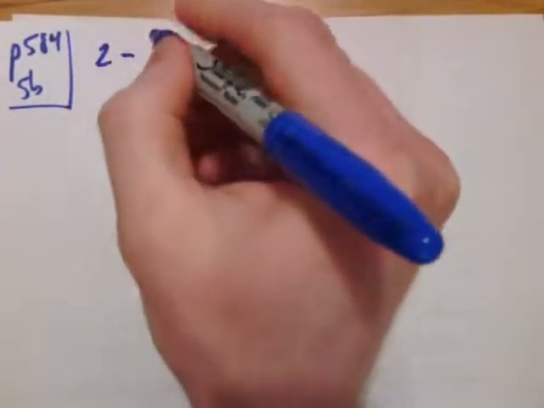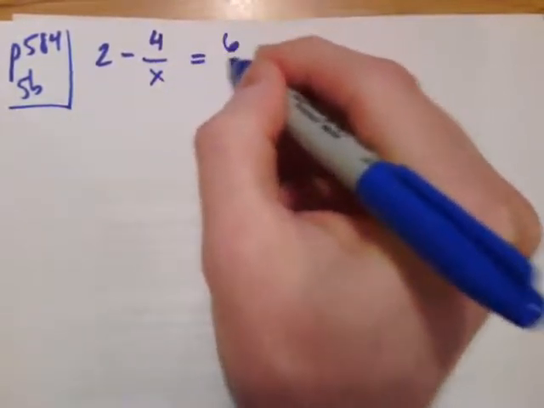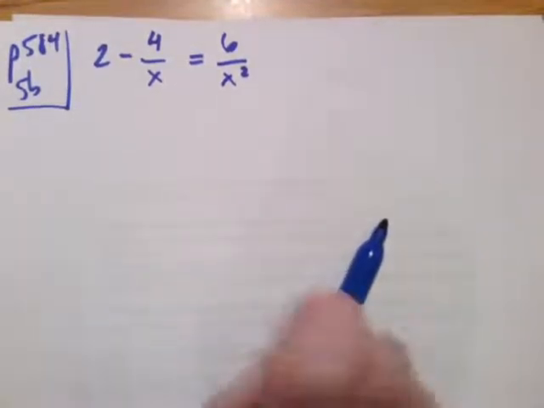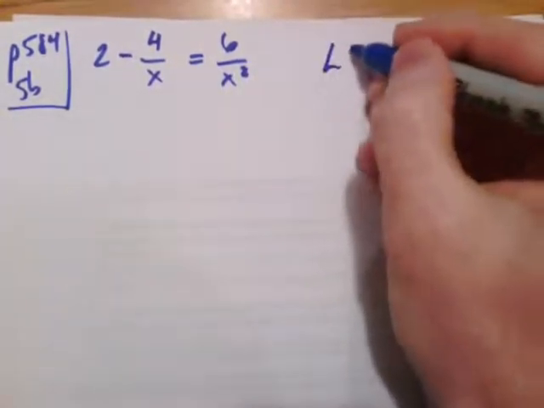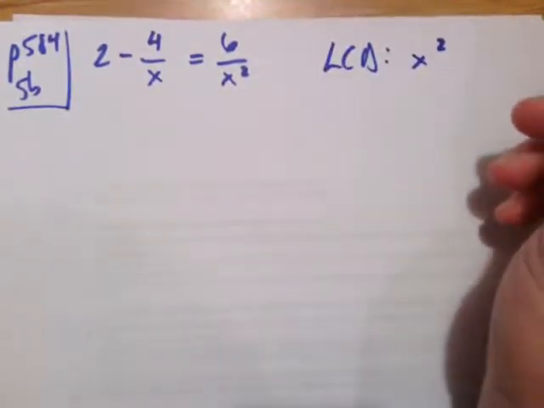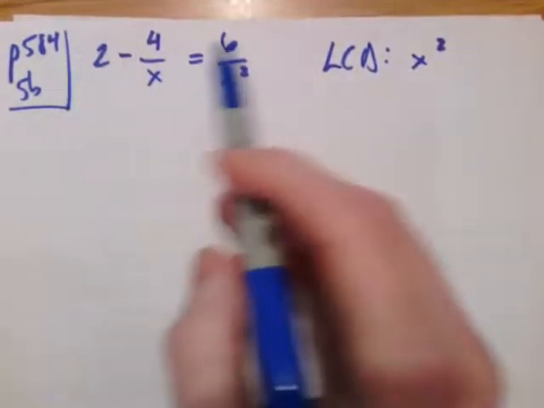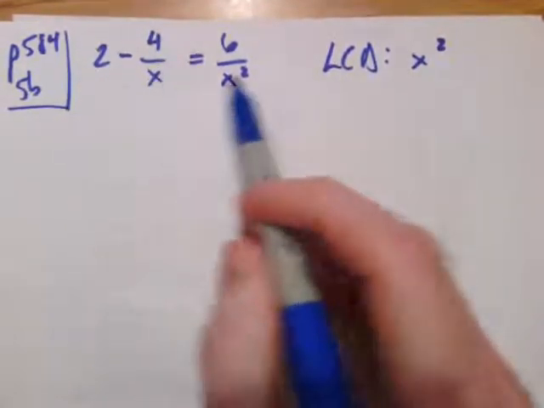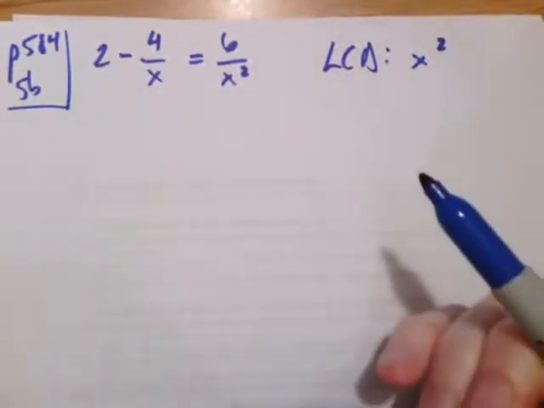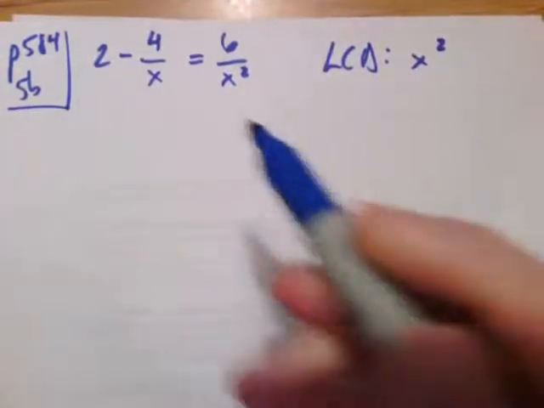All right, 5B: 2 minus 4 over x equals 6 over x squared. Now, what's the lowest common denominator? In this case, the lowest common denominator is x squared. Cool. So remember, we are multiplying the numerators. We're not trying to create common denominators so we can add this all up. We're trying to get rid of the fractions. So we're multiplying everything by x squared.